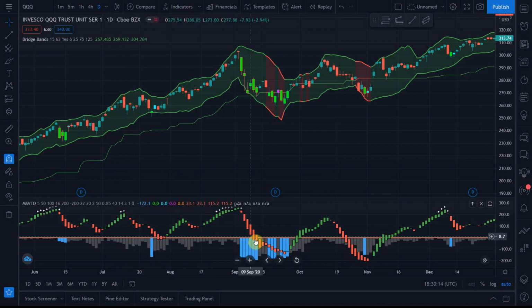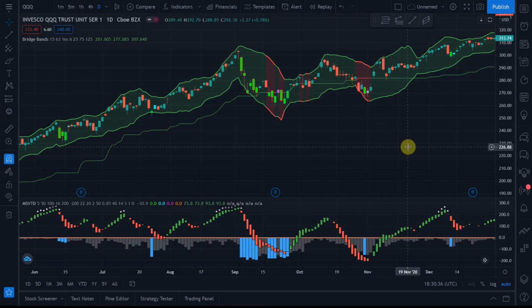Likewise, if you're down in negative price action and it starts to turn up into the green, that might be a good area to make an entry, especially if it is above the zero line. Now you have a new bullish trend. The bridge band shows kind of the expected range or movement.